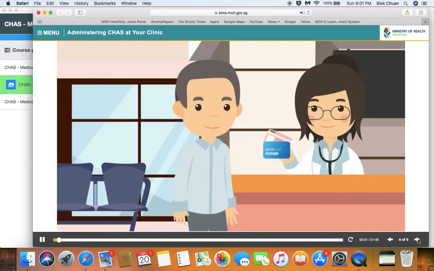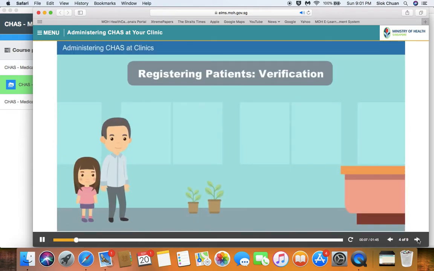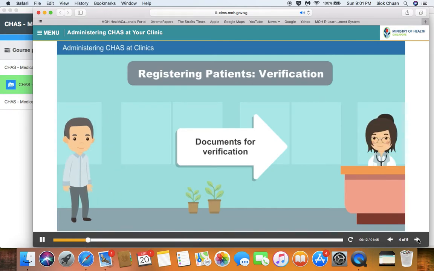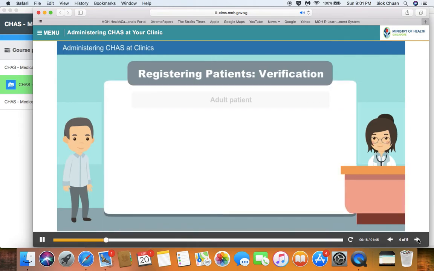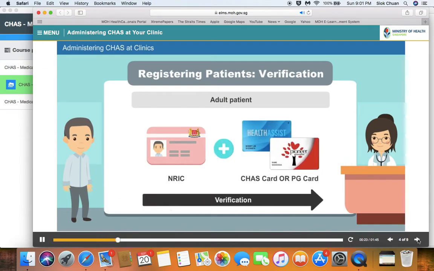Next, let us go through the steps necessary to administer CHAS at clinics effectively. Clinic staff should always check the patient's CHAS card against the identity card or other forms of identification documents because only Singaporeans are eligible for CHAS. An adult patient will need to present his or her NRIC along with a CHAS card or PG card. Other forms of photo identification, such as birth certificate and driving license, are also acceptable.